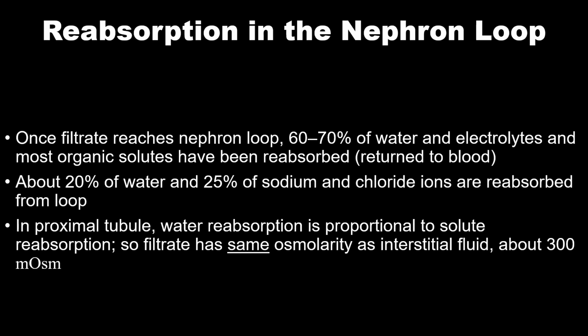In the proximal tubule, you're going to see that the water reabsorption is proportional to the solute reabsorption, right? More solutes absorbed, more water absorbed. For this reason, the filtrate in the proximal tubule has the same osmolarity as the interstitial fluid. But in the nephron loop, the filtrate's osmolarity is going to change as it flows through here. And this is due to the differing permeability in the ascending and descending limbs of the nephron loop.